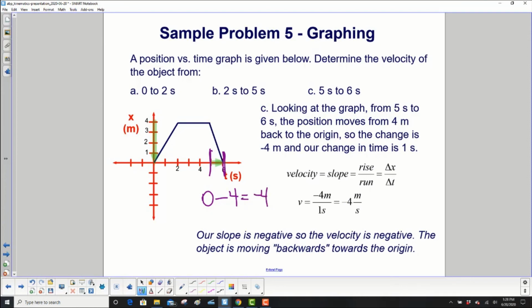So we have velocity is equal to the slope, which is rise over run, which is delta x over delta t. Delta x is negative 4, delta t is 1, time's always going to be positive, so we have negative 4 meters per second. Our slope is negative, so the velocity is negative. The object is moving backwards towards the origin.